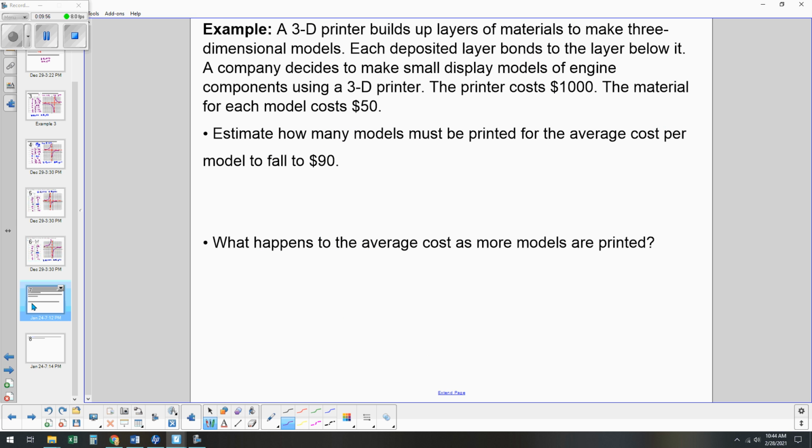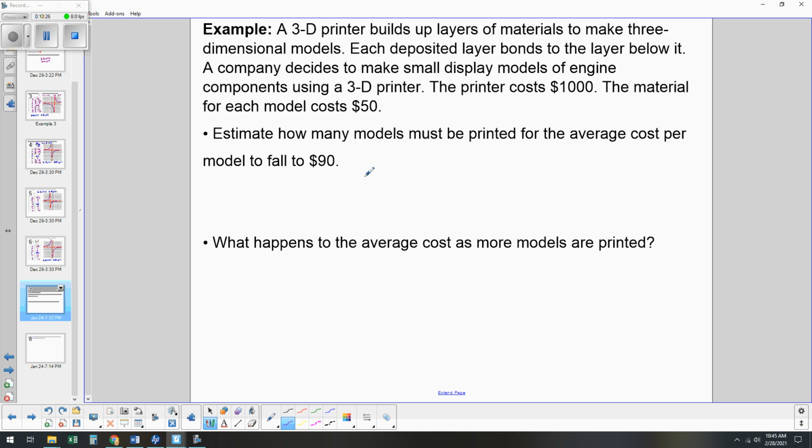All right, the last thing we'll look at is a word problem. So here we have a 3D printer, builds up layers of materials to make three-dimensional models. Each deposited layer bonds to the layer below it. A company decides to make small display models of engine components using a 3D printer. The printer costs $1,000 and the material for each model costs $50. How many models must be printed for the average cost per model to fall below $90?